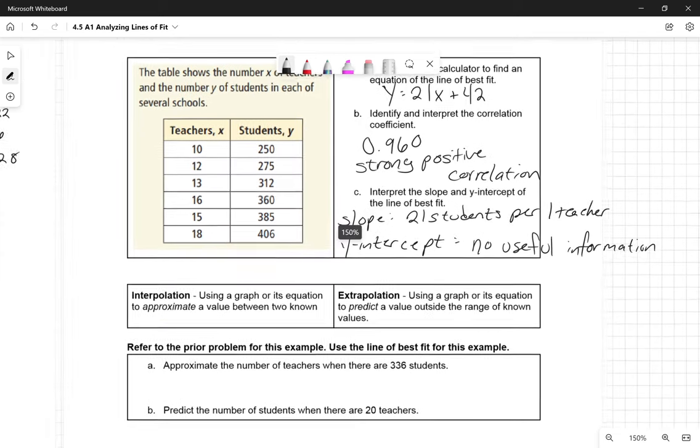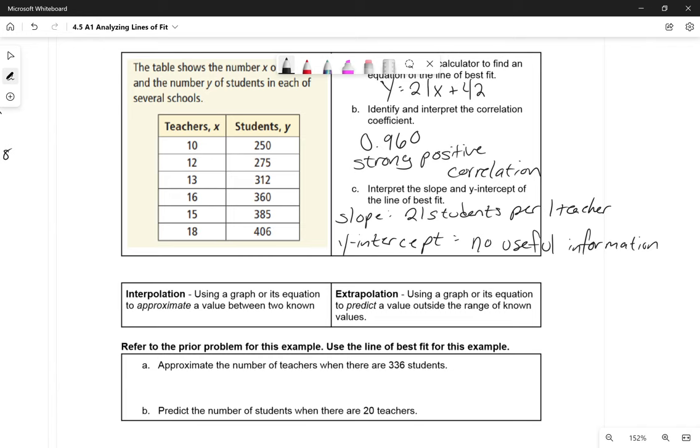So in part A, it's asking us to refer to a prior problem, the one right above us. And we're going to use a line of best fit for this example. So y equals 21x plus 42. And it's asking us to approximate the number of teachers when there are 336 students. This lets us know we're going to do some interpolation.